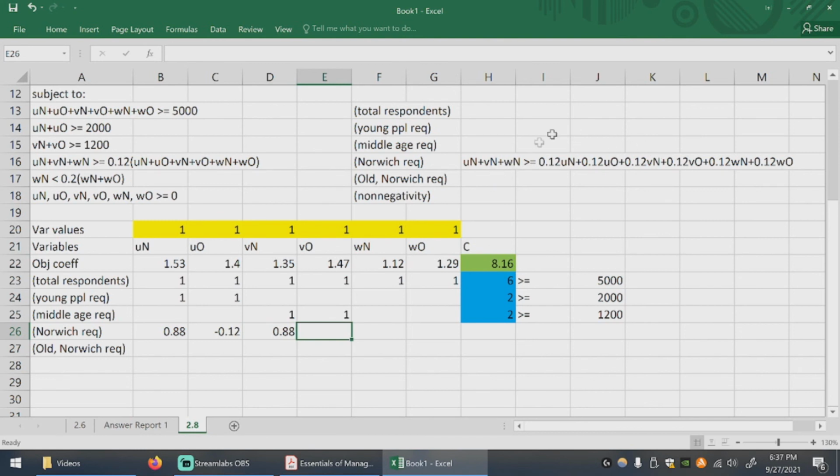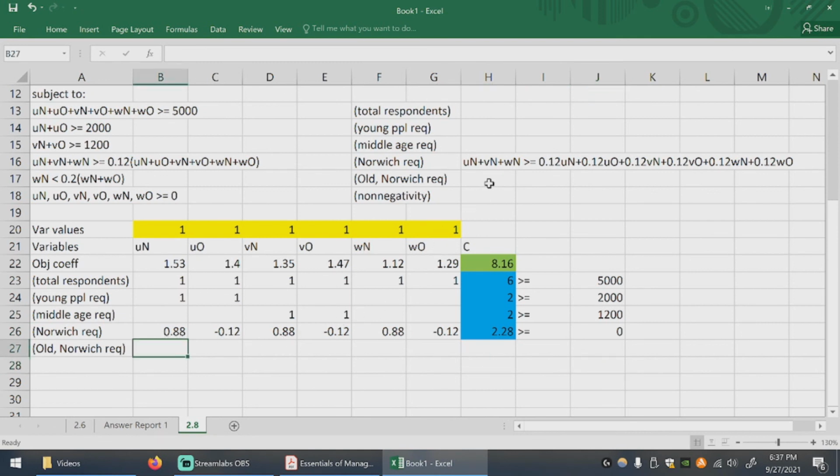VO is not there. Move all the VOs over. Negative 0.12. Don't notice a pattern. No, don't notice a pattern if you're not ready. WN, 1 minus 0.12. WO, not there. Move that over. Negative 0.12. Did I? Yeah, I said it right. Check the formula. Beautiful. What is the inequality? It is again a greater than. What is the right-hand side? 0. There is nothing left after I've moved everything.